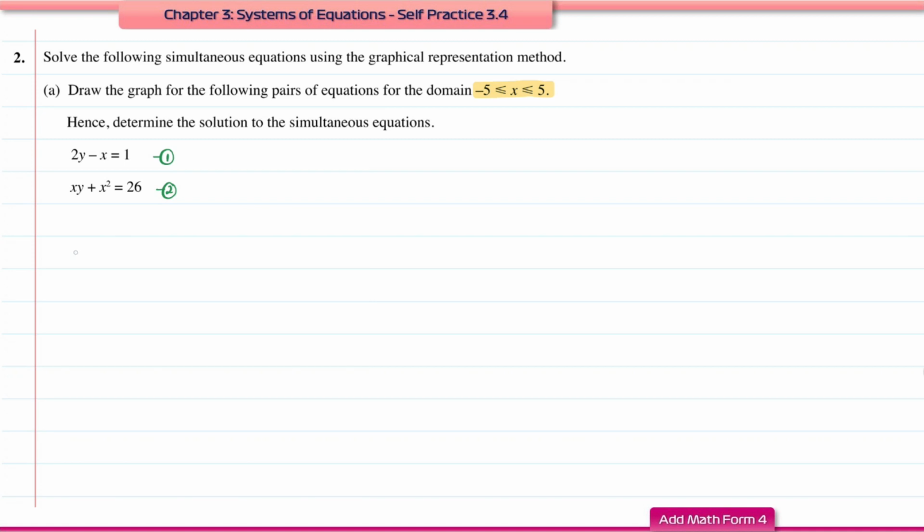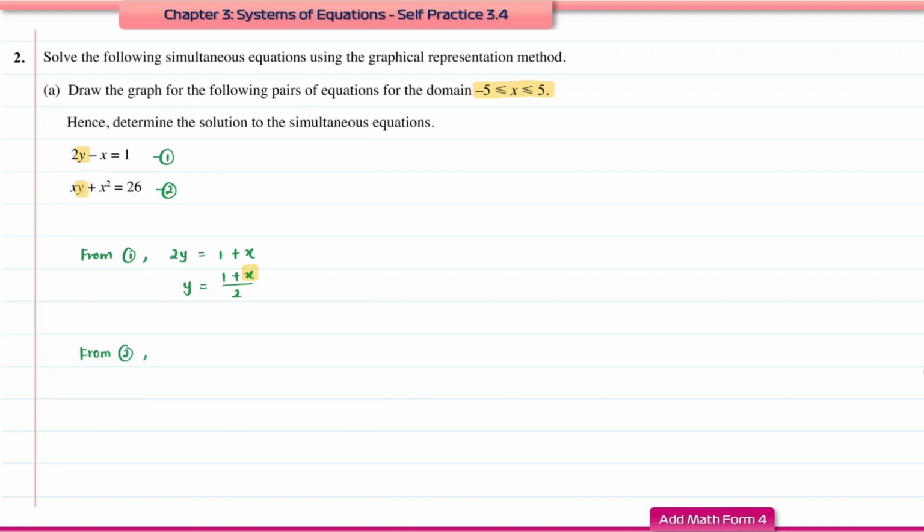So for equation 1, I'm going to let y become the subject of the formula. Therefore, 2y equal to 1 plus x. So y equal to (1 plus x) divided by 2. So when you want to find the coordinate y, you just need to substitute the x here with the corresponding value of x.